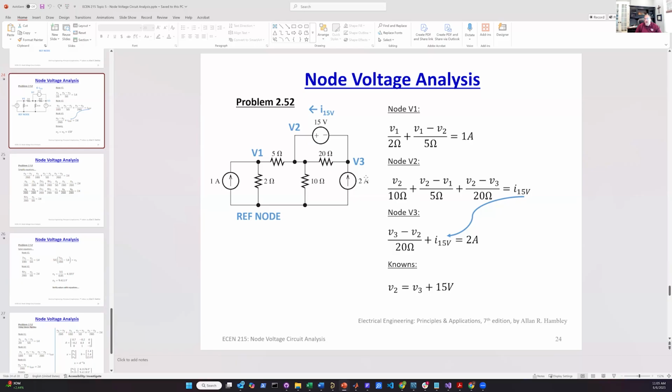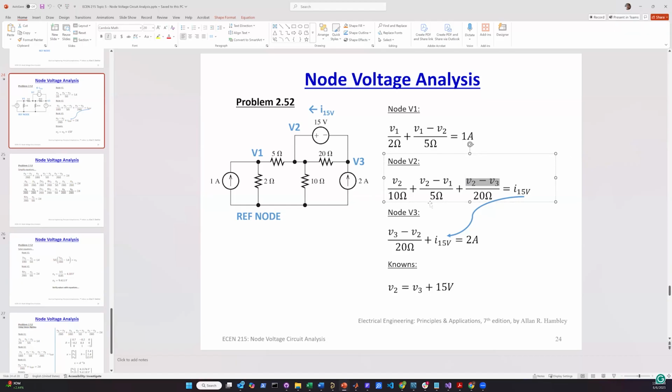V2 is always positive. That's why I always use leaving currents, because it's the current going from here to here. Once we compute the values, the real current going through that device, depending on how you're looking at it, might be flipped. It might be negative, and that's fine. But I'm looking for the current going from V2 to V3 through the 20 ohm resistor. So that's why it's V2 minus V3.